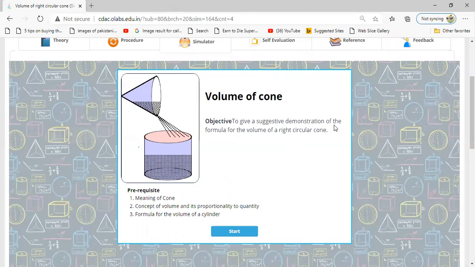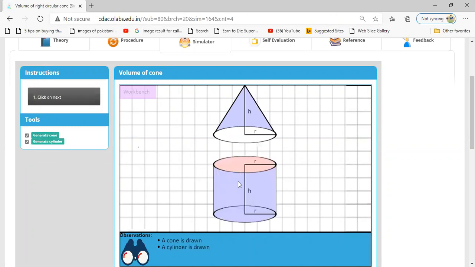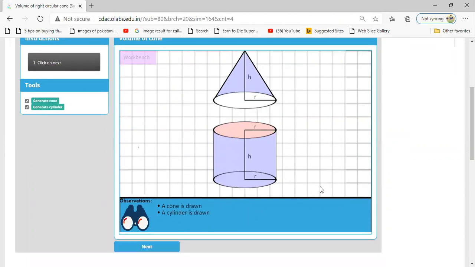To give a suggested demonstration for the formula, now we will do it. Before starting, we should know the meaning of cone, the concept of volume and its proportionality to quantity, and the formula for the volume of cylinder. Click the 2 checkboxes to generate the cone and cylinder. The cone has height h and radius r, and the cylinder has the same height and same radius. A cone is drawn and a cylinder is drawn.